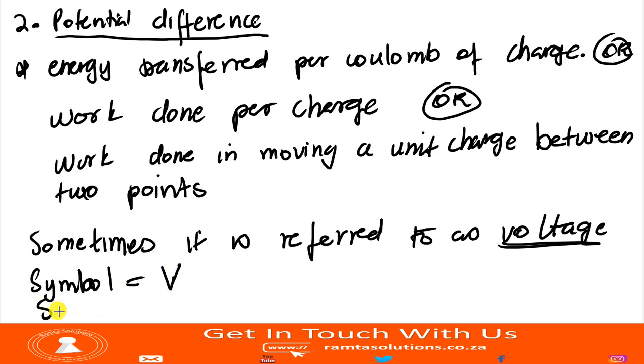And what is the SI unit? The SI unit is volt, written in small letters, but the symbol is capital V. The unit is capital V, which represents volt. So that is the SI unit of potential difference.